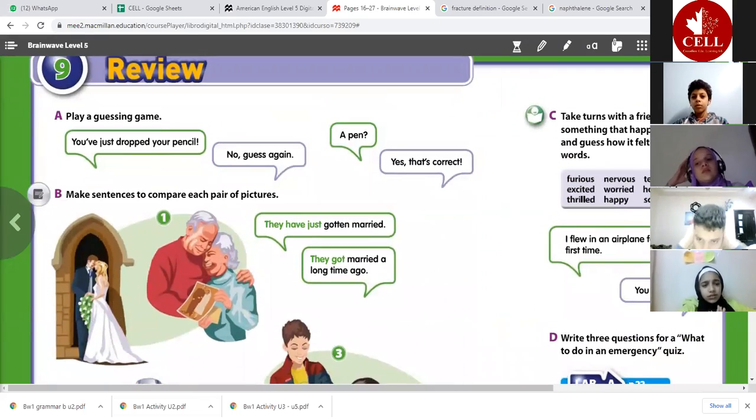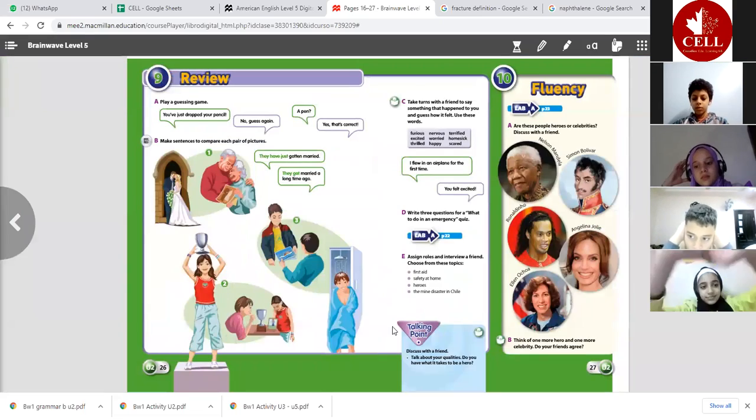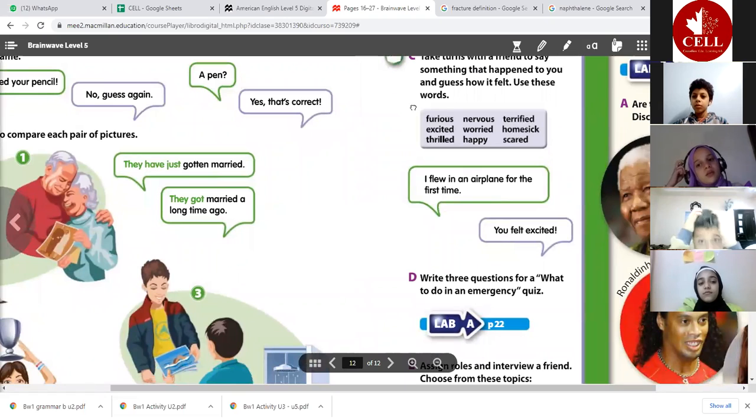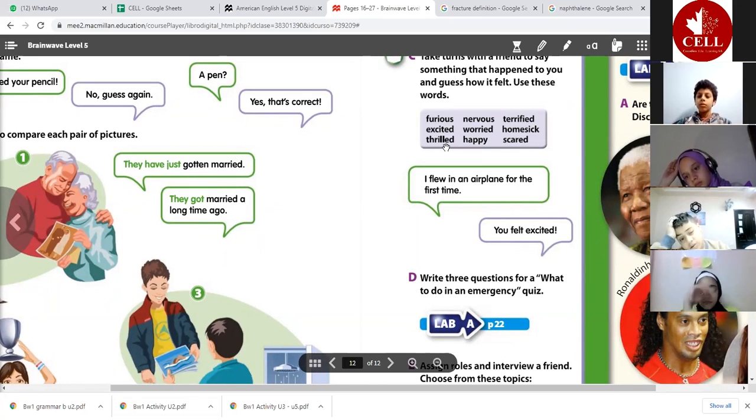Okay, let me zoom out. Take turns with a friend to say something that happened to you and guess how it felt. Use these words: furious, nervous, terrified, excited, worried, homesick, thrilled, happy, or scared. Choose 2 and 2, one second. Everyone knows the meaning of every single word? Is there any word someone doesn't know the meaning of?